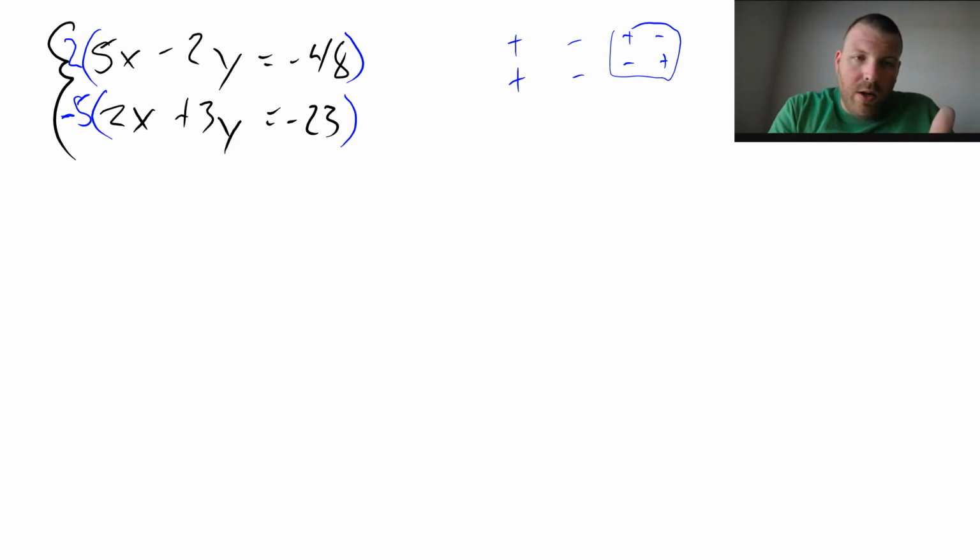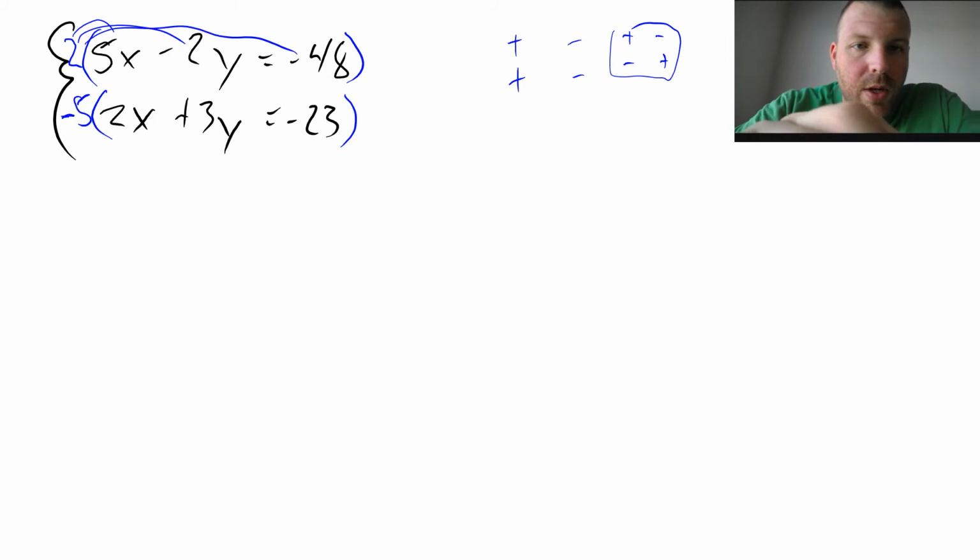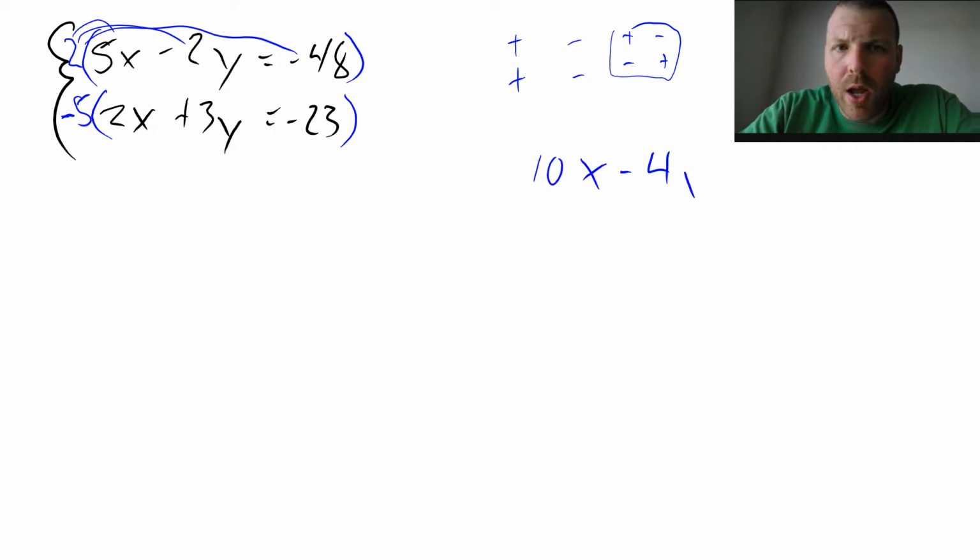But the goal here is to make these things the same x. And I think that if you do that every time, and you remember to do that every time, then you can eliminate any system. So let's go ahead and distribute. The most common mistake is that you forget to distribute to this part over here beside the equal sign. So we're going to go ahead and distribute that and make it 10x minus 4y equals negative 96.